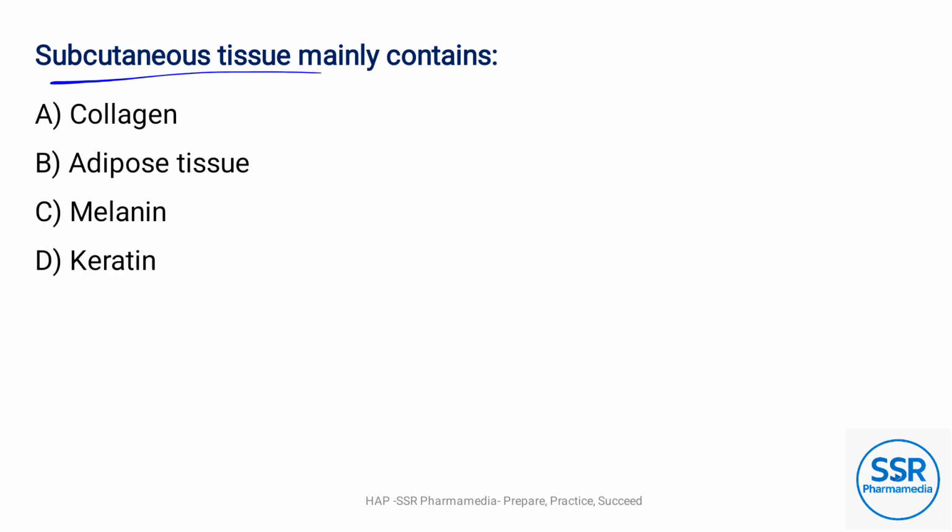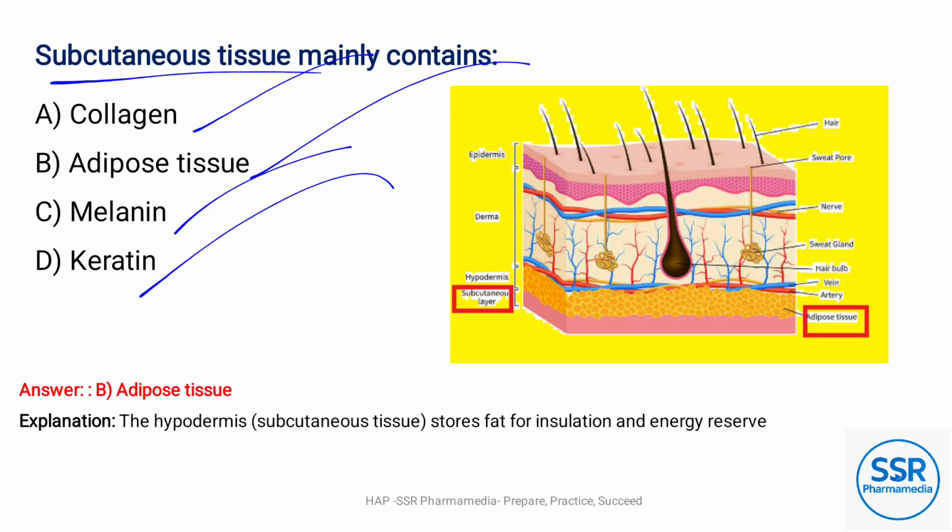Subcutaneous tissue mainly contains: option A, collagen; option B, adipose tissue; option C, melanin; option D, keratin. So the answer is option B, adipose tissue. The hypodermis stores fat for insulation and energy. The subcutaneous layer is present in the hypodermis region, mainly involved in the storage of fat.